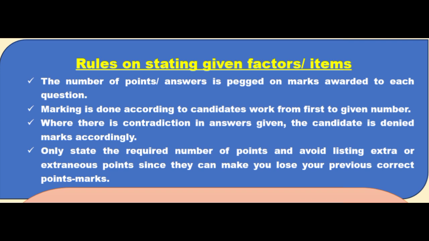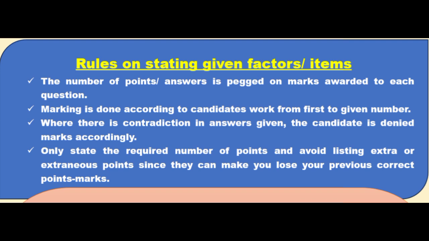If you're just required to give 1, just give 1, because the extra point cannot be marked if it is correct. But if it is wrong, it will definitely be marked, and then it will deduct a mark from the previous correct points you have given. So avoid the extra points, just state the required number.